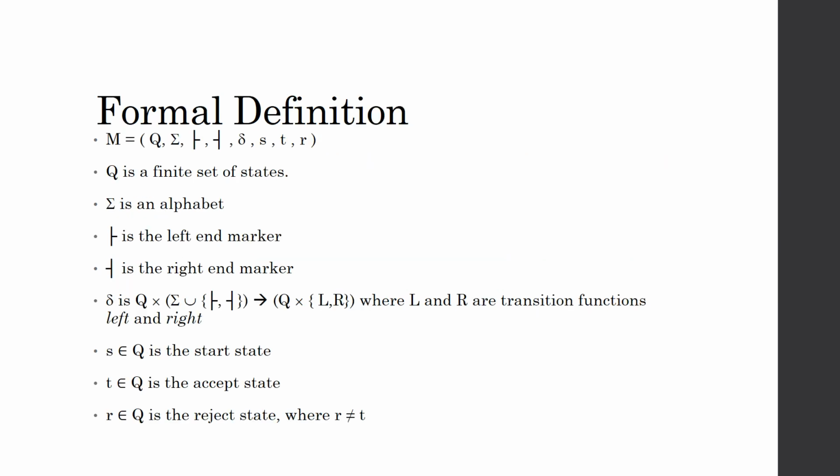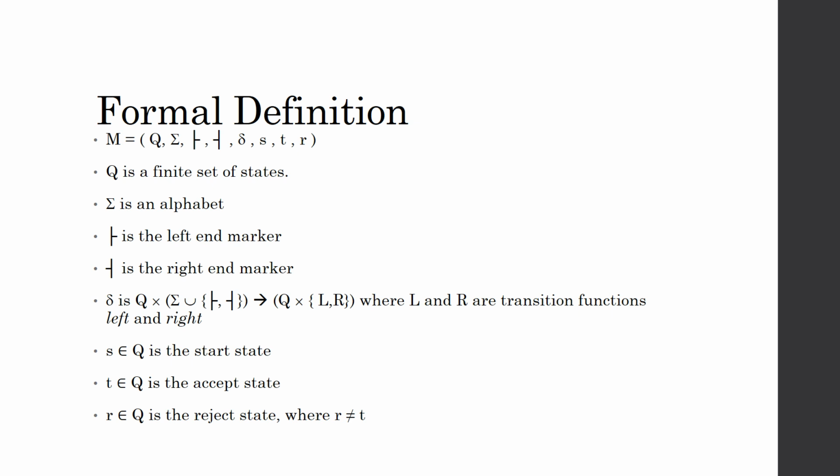Here we'll go over our formal definition of a 2DFA, where M is our machine and an octuple, which is Q, a finite set of states; sigma, our alphabet; the left and right end markers, which are not included in sigma; and theta, which is our transitions. We take into account sigma in the union of the left and right end markers since they're not included in the alphabet, which points us to a transition function that will move our read head left or right.